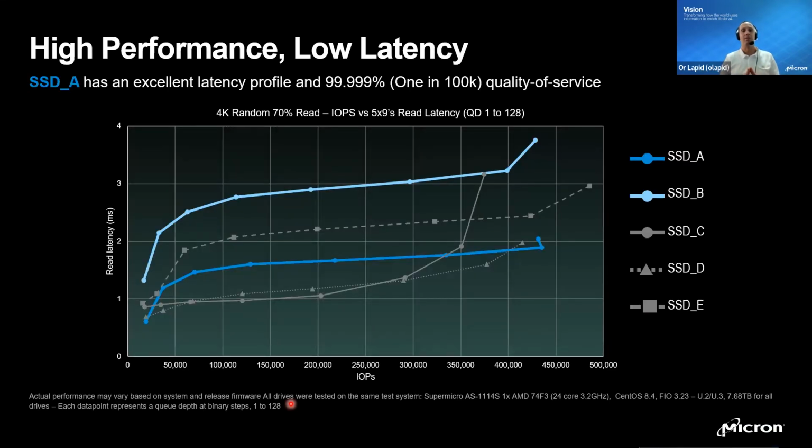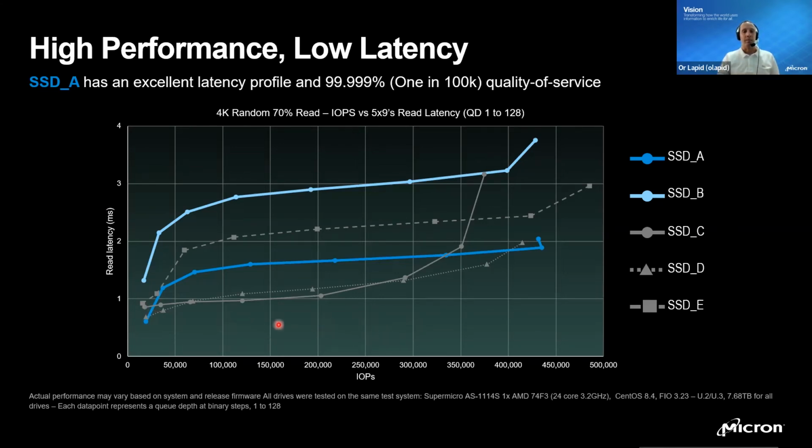So let's take a look at this graph, for example, for QoS. This is a 5 9 QoS, 1 in 100K event, 4K random read 70% with a QDEP 1 to 128 measured on 5 different SSDs. And the way to read this graph is the y-axis is the read latency in milliseconds, and the x-axis is the IOPS.